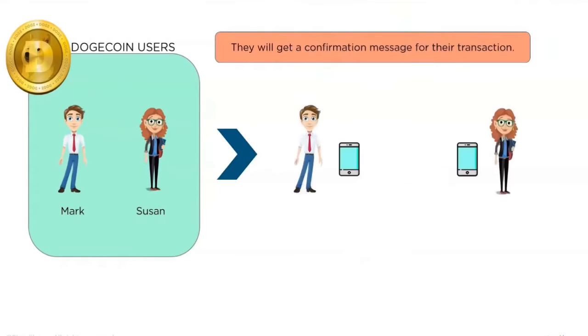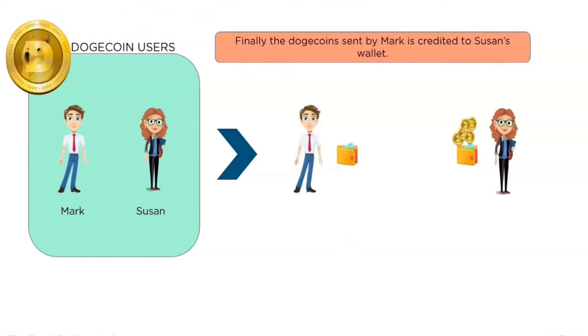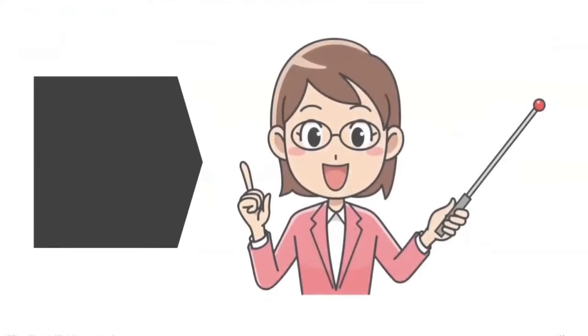After that, Mark and Susan get a confirmation message that their request for the transaction has been approved, and within 10 minutes the requested amount of Dogecoin is credited into the wallet of Susan. Thus, the transaction is completed. So, what led to the growth of Dogecoin?